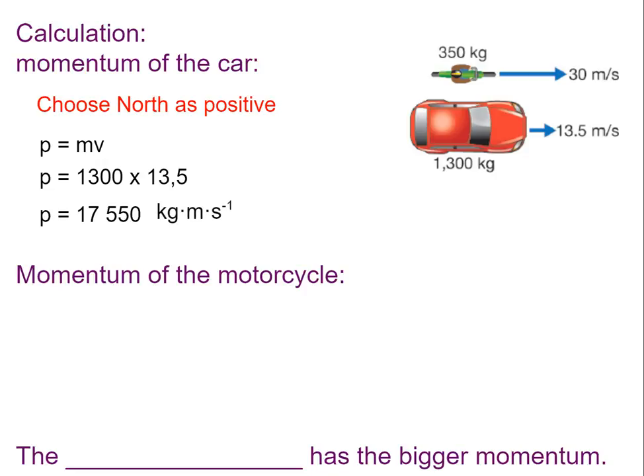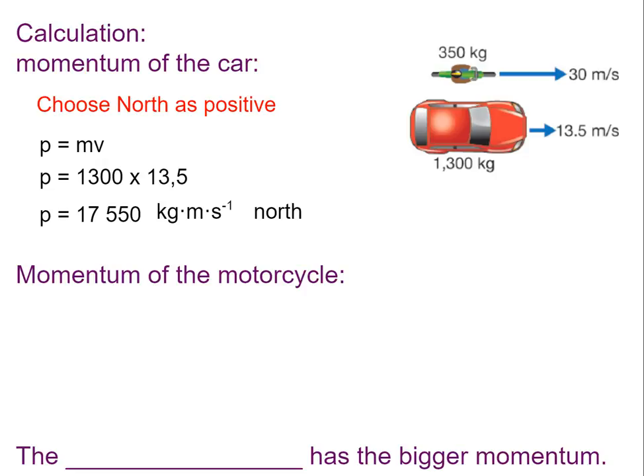Very important that you put in the unit, kilogram meters per second, as well as the direction, which I get from the sign. This is a positive value. I chose north as positive, so I know that the direction must be north. Now calculate the momentum of the motorcycle. Pause the video, quickly do it, and then I will do it right after this.